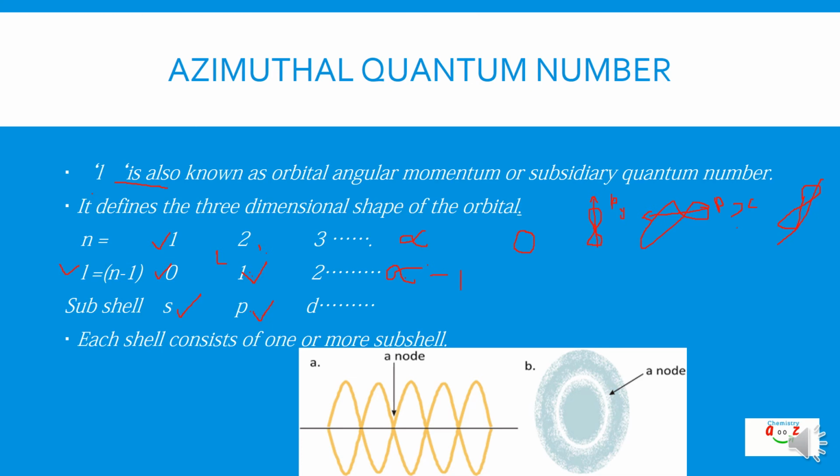Here in the another picture, students, you can see the node also. So what is node? That also I am just explaining you, student. And the value of node is always n minus 1. So first of all, we'll just try to understand what is node.